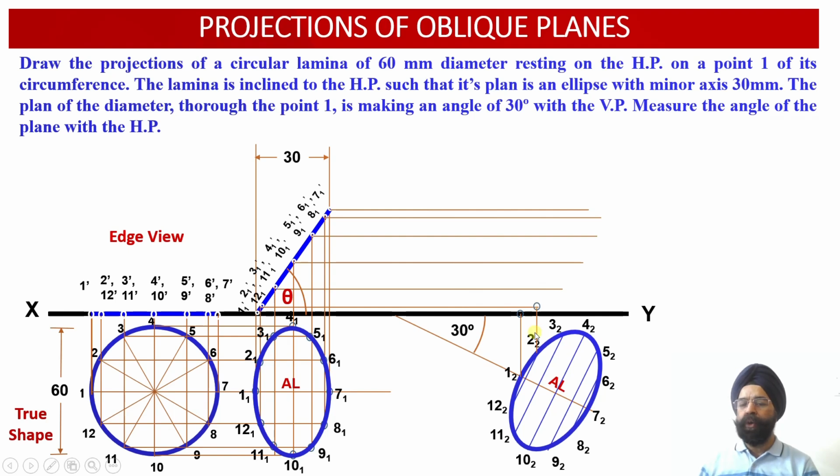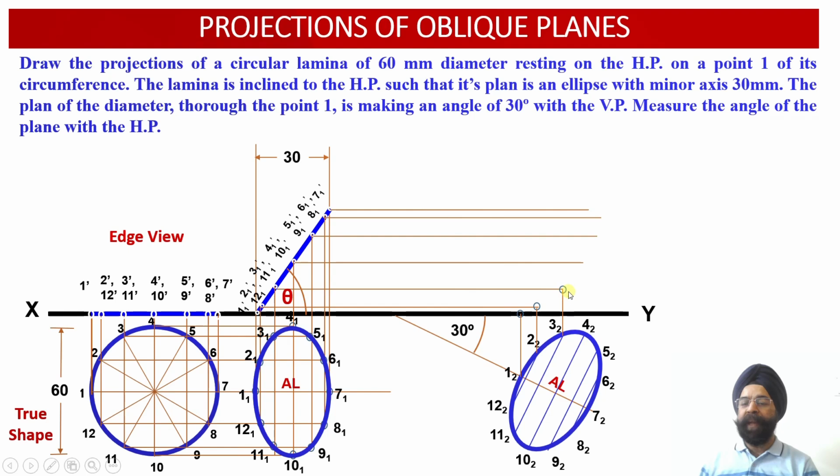Why is this point 2? This is the vertical projector drawn through the point 2. This is the horizontal projector drawn through the point 2. So wherever these two intersect, this gives me the location of point 2 2 dash in the front view. Then this is point 3. So from point 3, I have drawn a vertical projector upwards. Wherever it intersects with the horizontal projector drawn through the point 3 1 dash over here, this gives me the location of the point 3 2 dash in the front view.